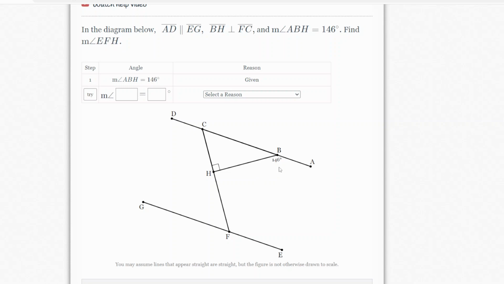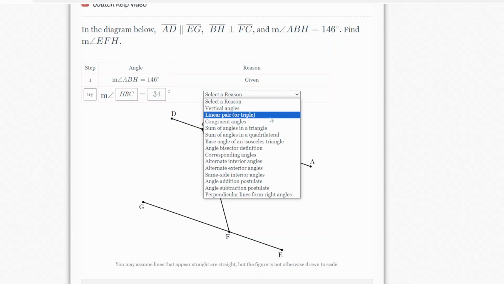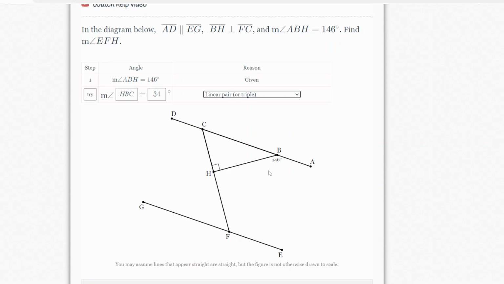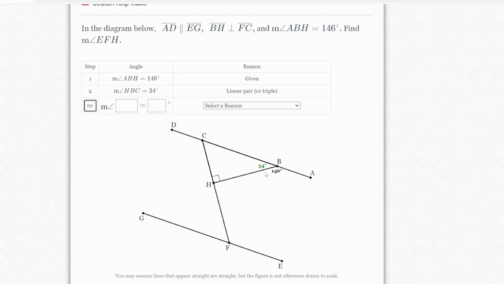So we start with what we know. Right here, this angle forms a linear pair with the smaller angle here, which I'm going to call HBC. So the measure of HBC, all I have to do is take 180 minus 146, which is 34 degrees. And the reasoning I know that is because these two angles are a linear pair. So I come to my list and I see linear pair, or it could be a triple if there's 3 angles on a line. Hit try, and it should now give you the new angle in green.